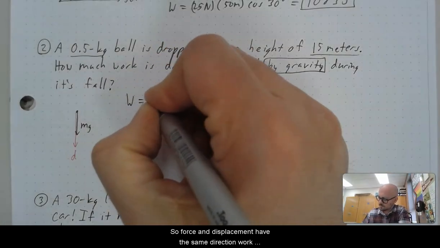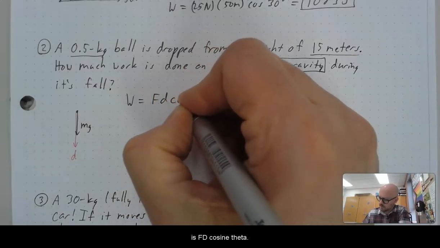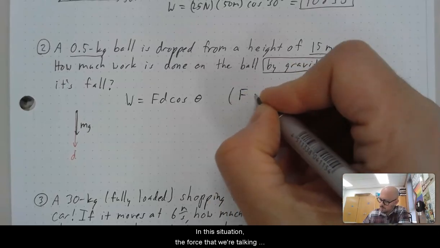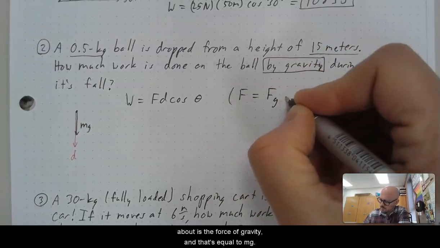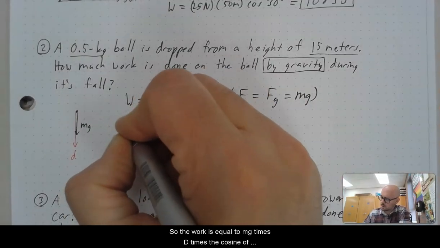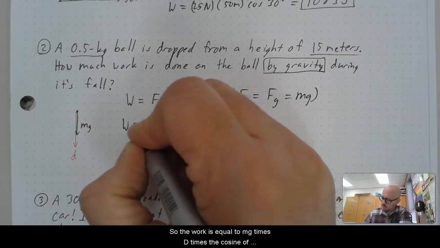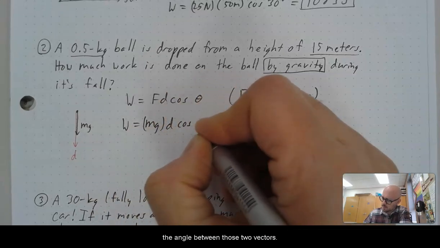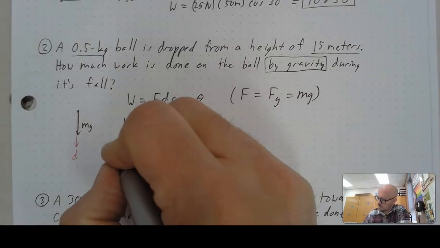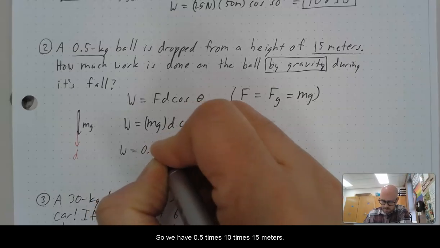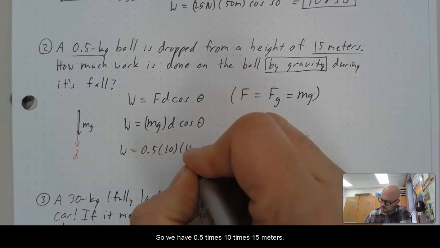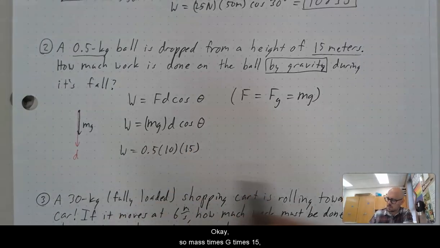Work is FD cosine theta. In this situation, the force that we're talking about is the force of gravity, and that's equal to mg. So the work is equal to mg times d times the cosine of the angle between those two vectors. So we have 0.5 times 10 times 15 meters. Okay, so mass times g times 15.